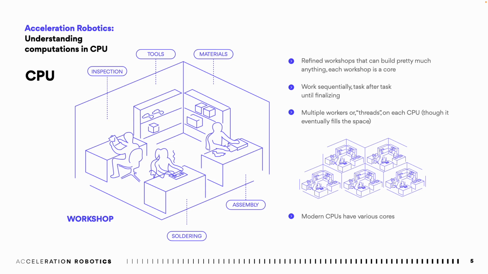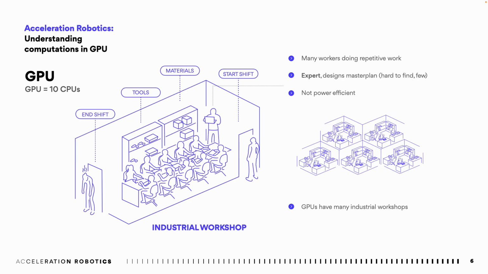CPUs can be understood as traditional workshops wherein you can produce pretty much anything. However, the process of production of this output is serial. It happens one task at a time. Modern CPUs have various cores, various of these workshops, and thereby can do various of these output objectives in parallel. However, each one of these workshops is running somewhat independently and also through serial tasks or operations at each clock cycle at a time.